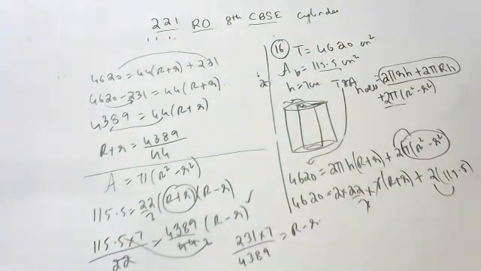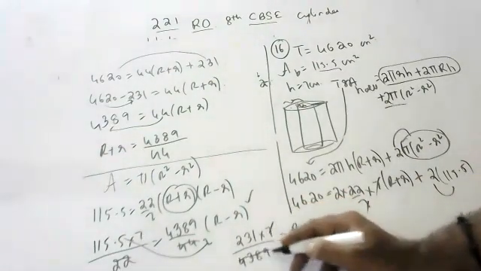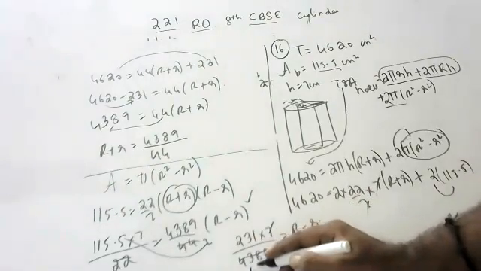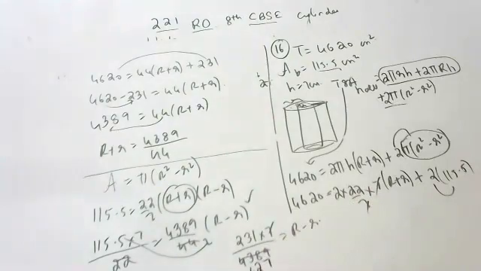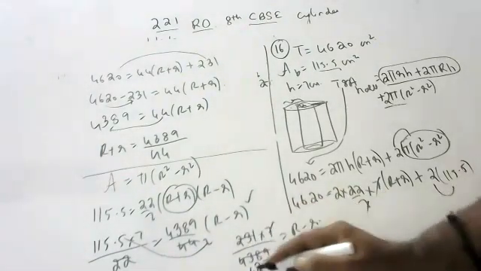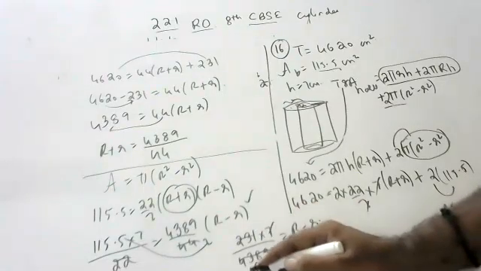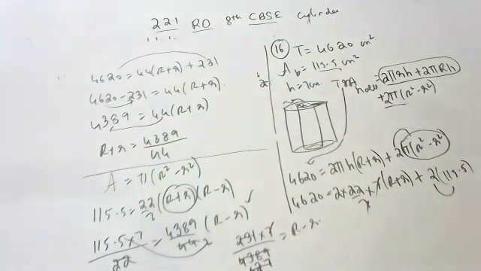Will it go, children? By any chance, will it go? 7 6s are 42. Yes, 7 2s are 14. 7 7s are 49. Yeah, it is going. So 231 and 627. 7 6s are 42, 7 2s are 14.